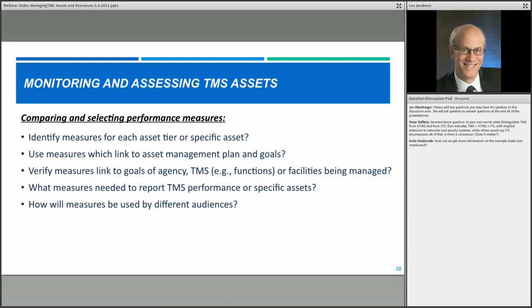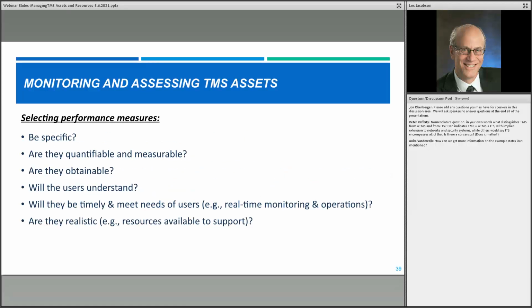And it's really important to make sure all of this links back to your asset management plan and what the goals of your system are. You want to make sure that those measures also link back to the goals of the agency. And then finally, what is it that people are going to be wanting to see about the condition of your assets? So the measures should be able to provide information for people who are interested in the performance, and that's going to be different audiences. Different audiences are going to be interested in different aspects of asset performance.